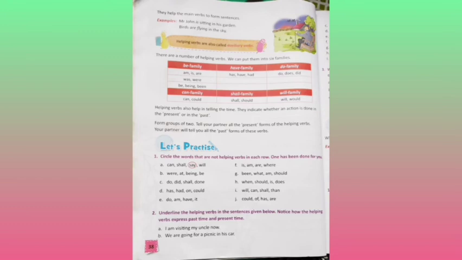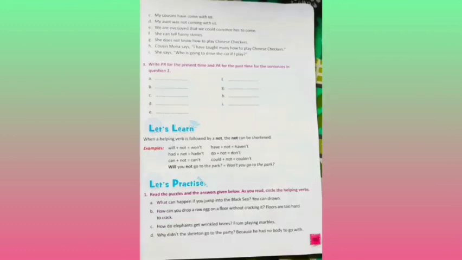Now number 2. Underline the helping verbs in the sentences given below. Notice how the helping verbs express past time and present time. Present tense and past tense you have already done. So I hope this one is not difficult for all of you. First of all you need to underline the helping verbs. I am visiting my uncle now. Am. You need to underline this helping verb, and as the past form has not been used, this one belongs to present time. This way you have to solve this exercise.